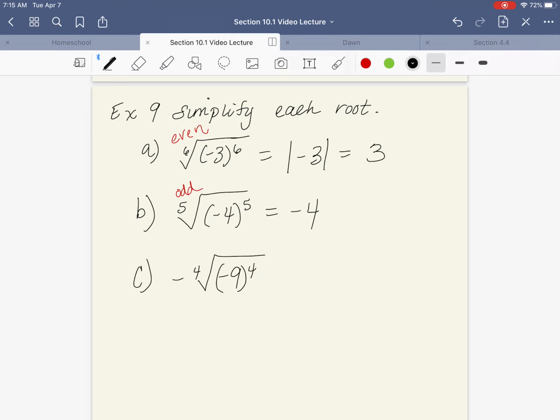All right, the negative 4th root of negative 9 to the 4th power, again, that index is even, so we know we're going to take the absolute value of it, but we're also going to carry that negative over into the answer. So now I have the negative absolute value of negative 9. The absolute value of negative 9 is 9, but again, we're going to carry that negative over into the answer, so it would be negative 9.